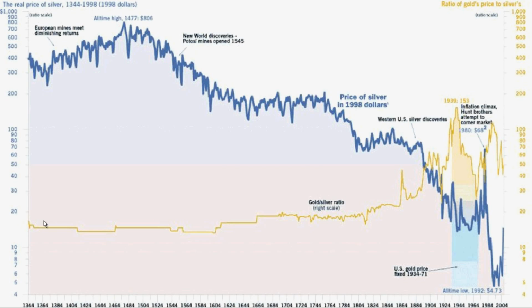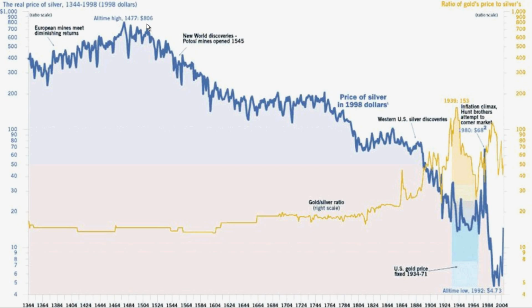So you've got almost 500 years of this not really even moving. Now, if you look at silver, you can see this. The first mark is that the European mines were diminishing, and that was what caused this all-time high where we get 806. That's in 1998 inflation-adjusted dollars. That's $806 an ounce for silver.